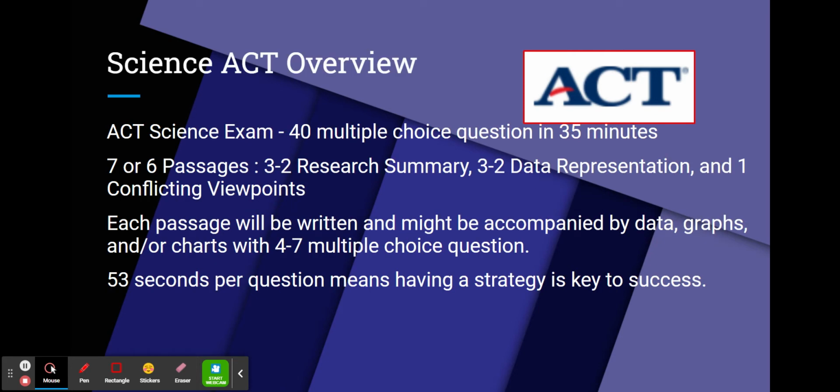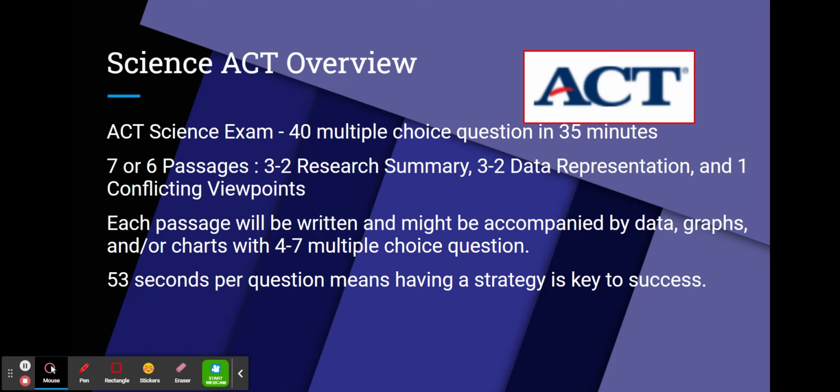So, the overview of the ACT is you have 40 multiple choice questions in 35 minutes. Doing the math, that means you have 53 seconds per question, and having a strategy is key. And that's why number one is reading the questions instead of the passage is going to save you lots of time.